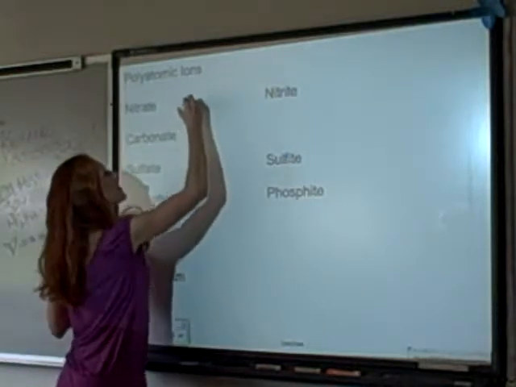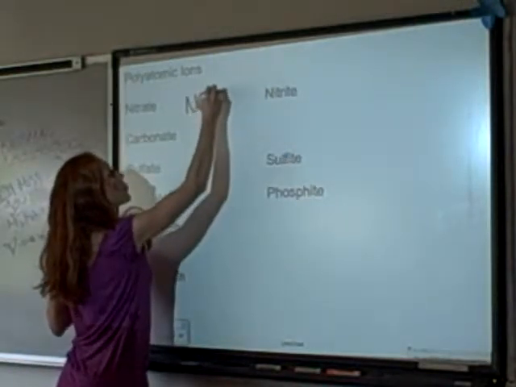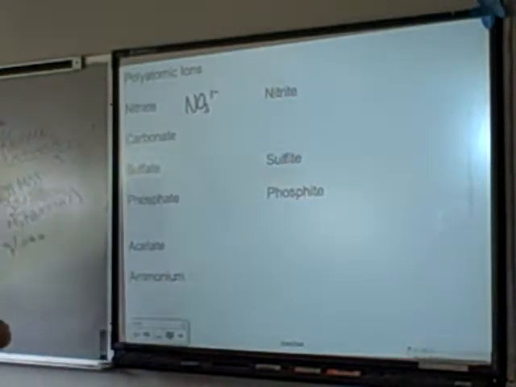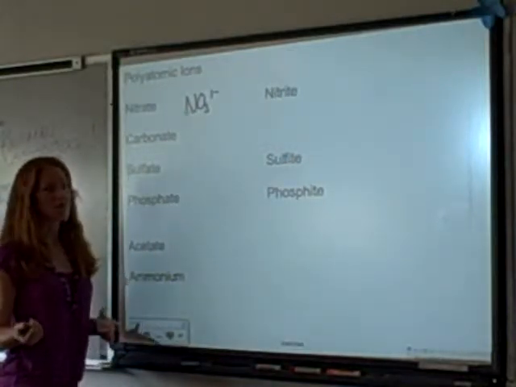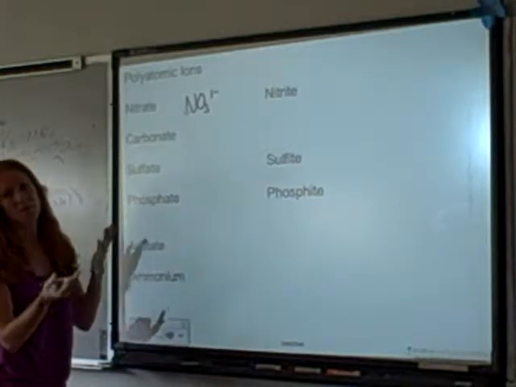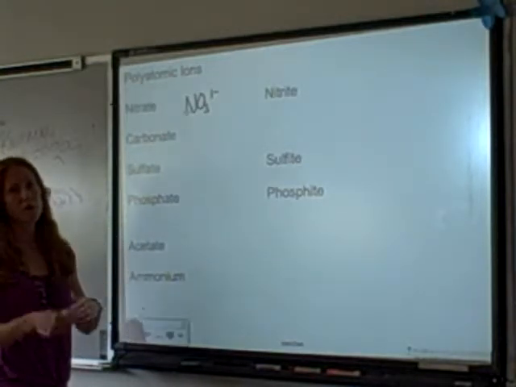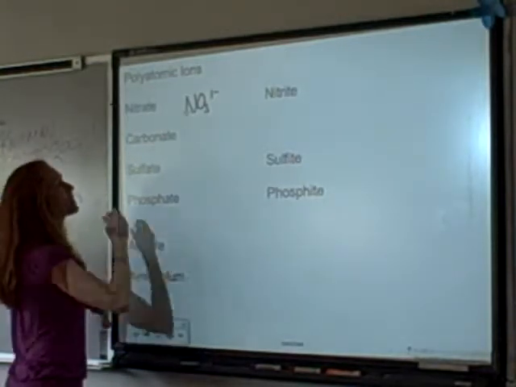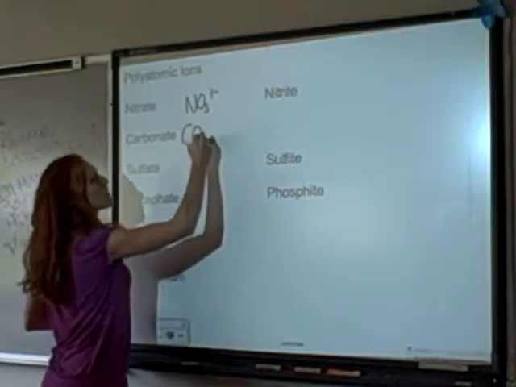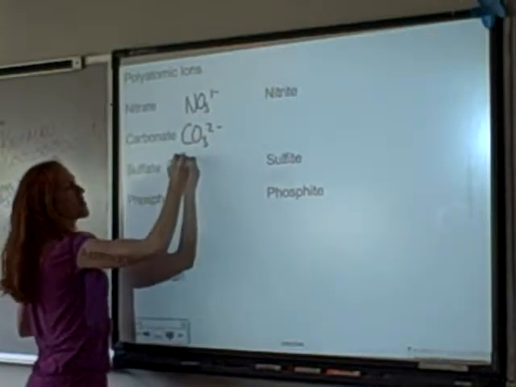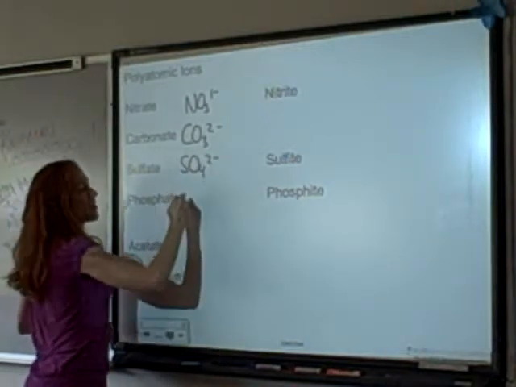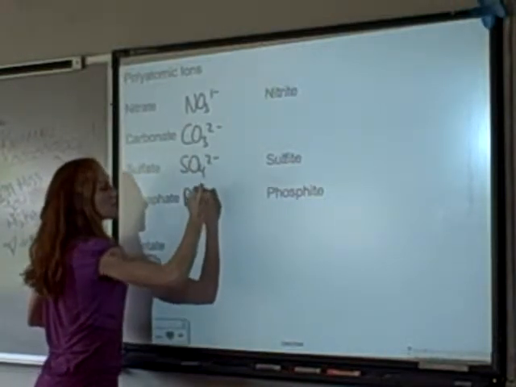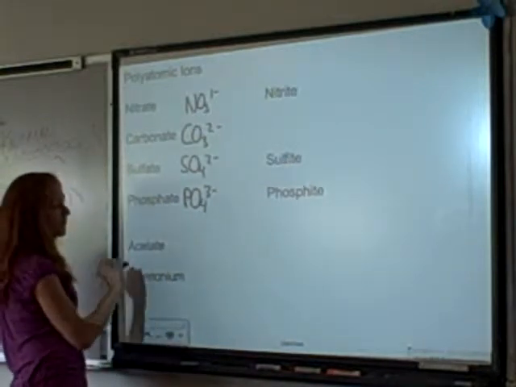So nitrate is NO3, it has a 1- charge. You do have to know the charge too. And throughout all of your summer review assignment, I use the exact same polyatomic ions over and over again, and I hope that helps you memorize them. Carbonate is CO3, it has a 2- charge. Sulfate is SO4, it has a 2- charge. Phosphate is PO4, it has a 3- charge.